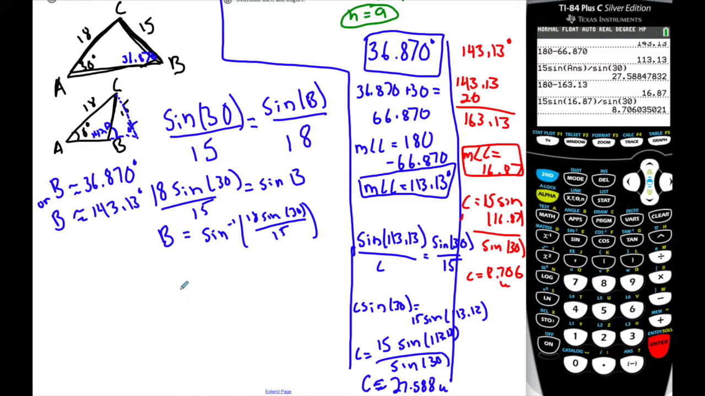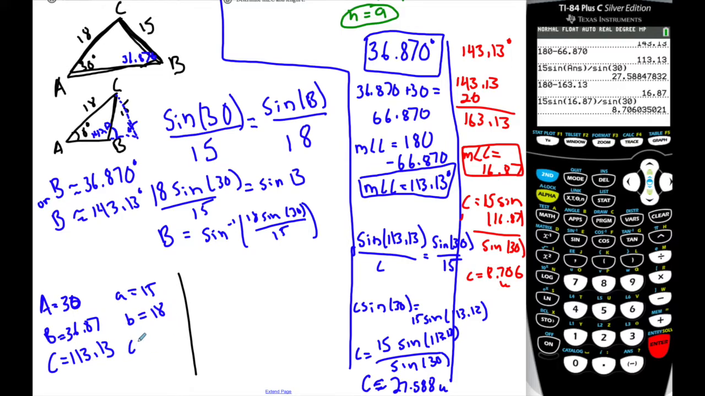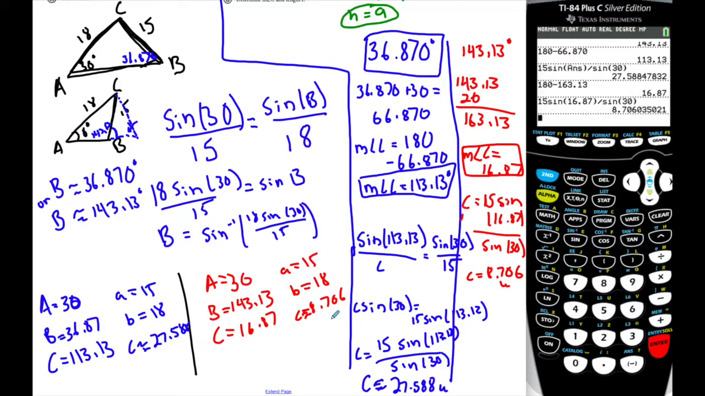Okay, so there are two possibilities here. Either big A equals 30, big B equals 36.87, C equals 113.13, little a is 15, little b is 18, little c is about 27.588, or second triangle, A equals 30, B equals 143.13, C equals 16.87, little a is 15, little b is 18, and little c is about 8.706. Okay, those are our two possibilities.